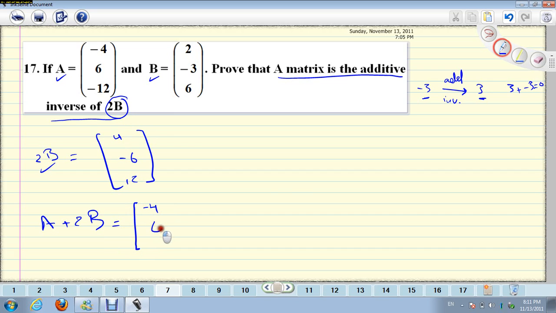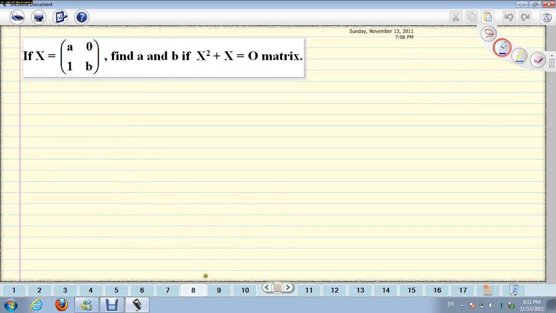This is matrix A, negative 4, 6, and negative 12, plus 2B, which is 4, negative 6, and 12. The answer is 0 matrix. If we add these three numbers to these three numbers, the answer is 0. Okay, this question is for excellent students. This is matrix X. Find A and B, where X power 2 plus X equals 0 matrix.